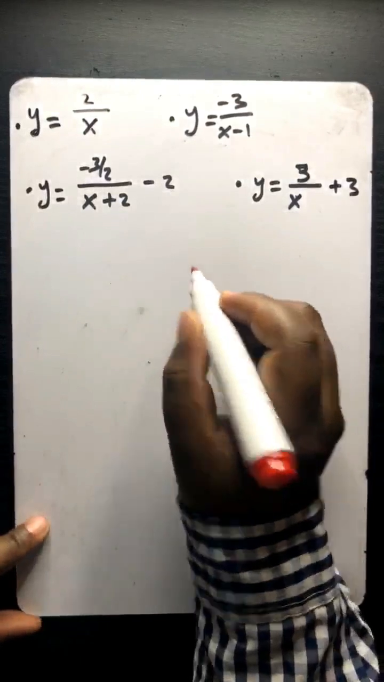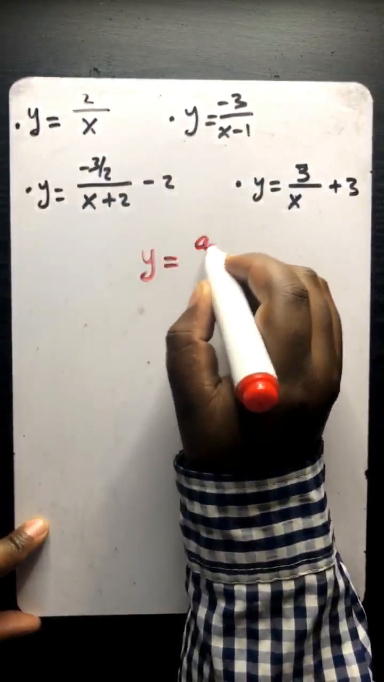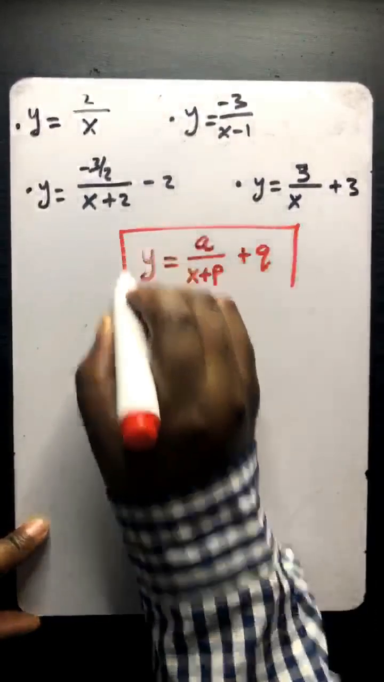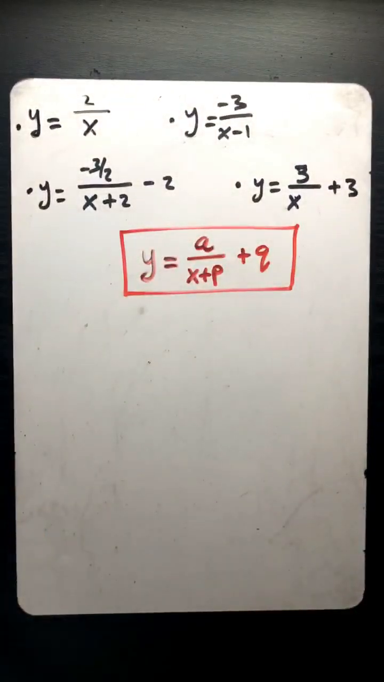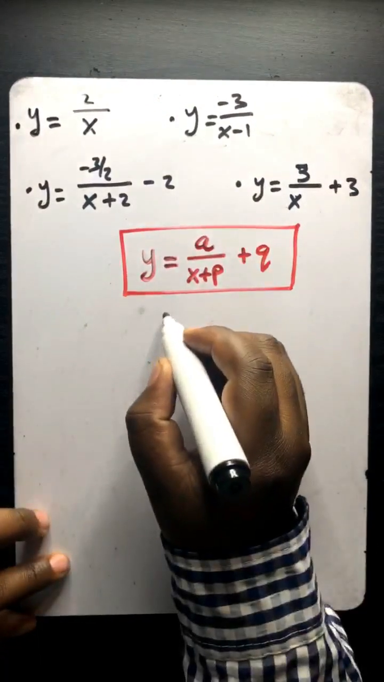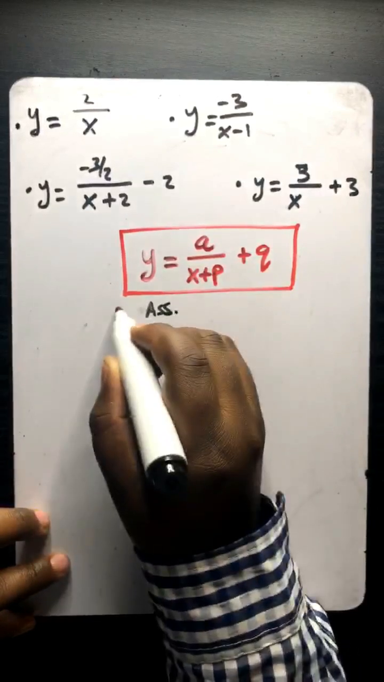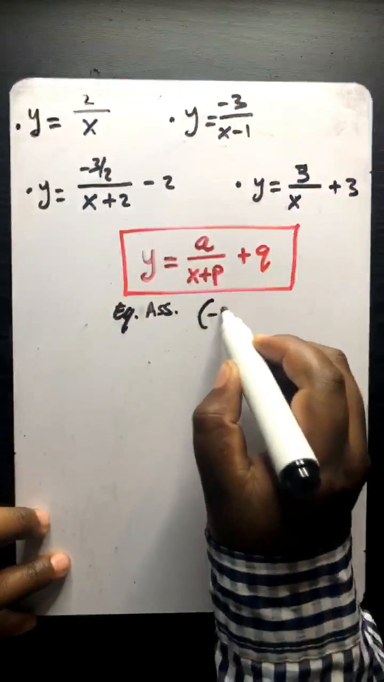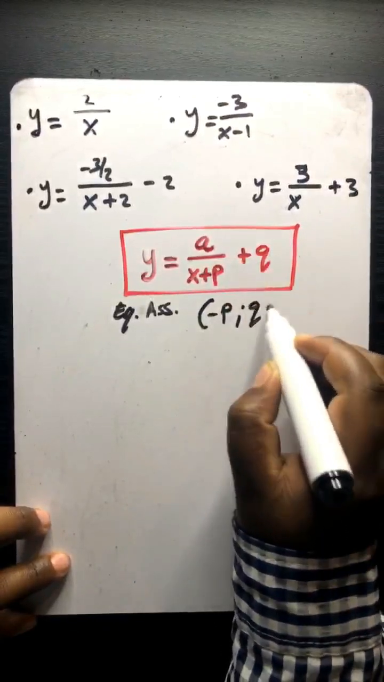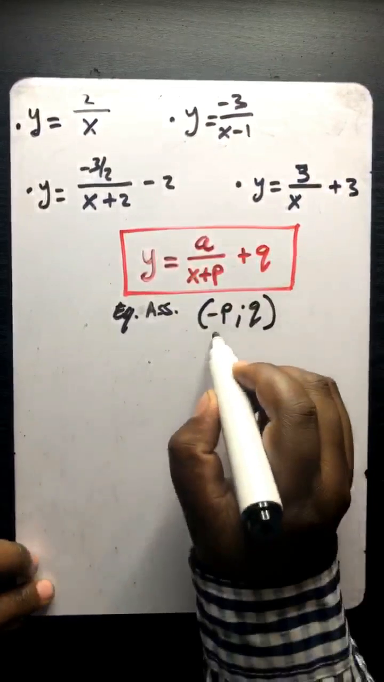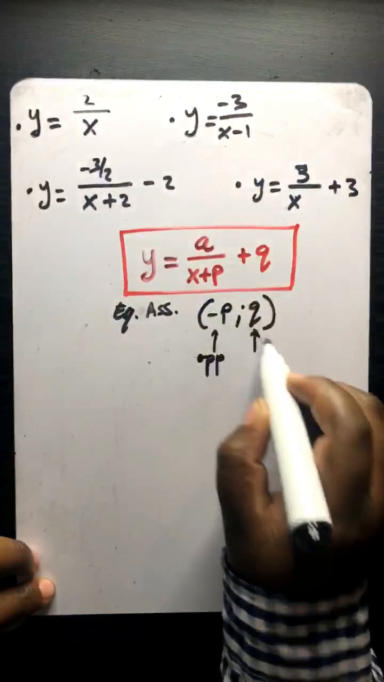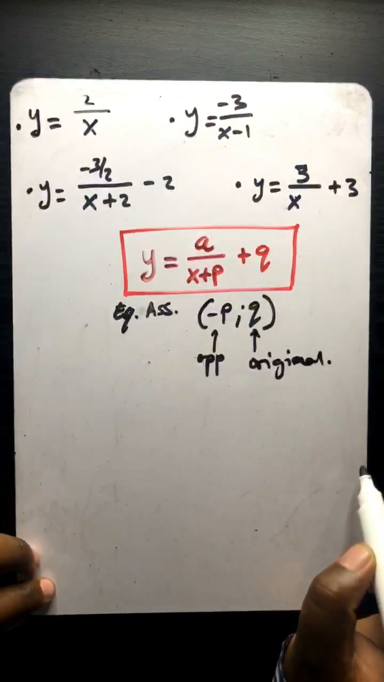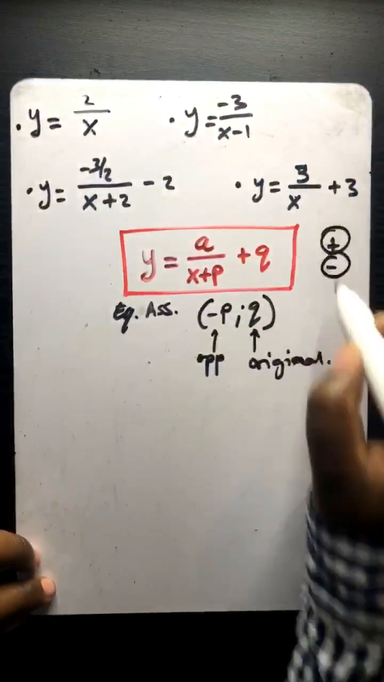But most importantly, in your mind, you should know that you have y equals a over x plus p, plus q. This is the general formula of a hyperbola. Most importantly, the equations of asymptotes are actually this p with its opposite sign and that q with its original sign. P opposite sign, q original sign. Remember, those signs are just positive or negative. Those are the only signs that we are referring to.